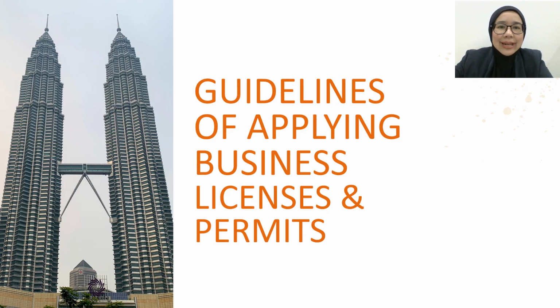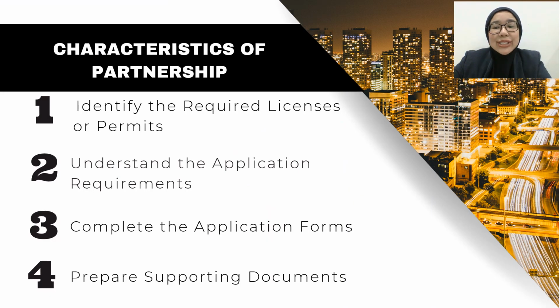Okay, here I also prepared some guidelines for everyone on how to apply for a business license and permit. This is just a general set of steps. The first one is to identify the required license or permit. Research and identify the specific license or permit required for your business activity because different types of business may require different permits, so it is essential to determine the relevant one for your industry or operation.